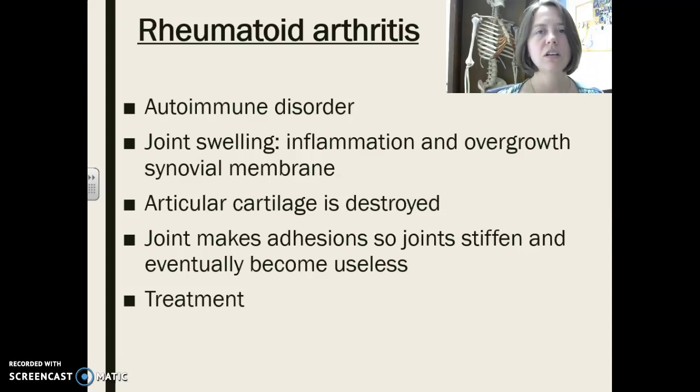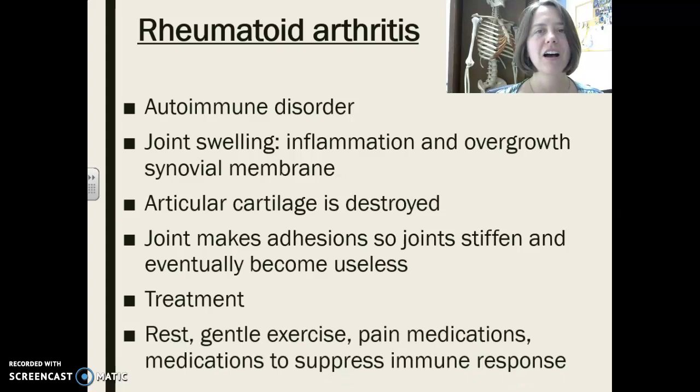So what could you do if you have rheumatoid arthritis? Rest. When it flares up, you'll want to get rest. Gentle exercise is a great way to help treat it. Pain medications for the pain, and also medications to suppress your immune system because, as we talked about earlier, the immune system is attacking the joints. If you notice in the descriptions, there are some similarities and some differences between osteoarthritis and rheumatoid arthritis. So let's look at a picture.